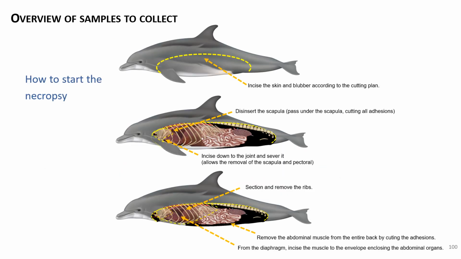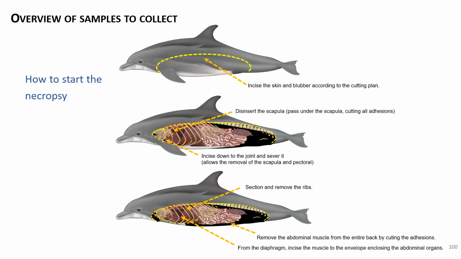How to start a necropsy? First, incise the skin and blubber according to the cutting plan. Then, disinsert the scapula, passing under the scapula and cutting all the adhesions. Incise down the joint and sever it. This allows the removal of the scapula and pectoral.